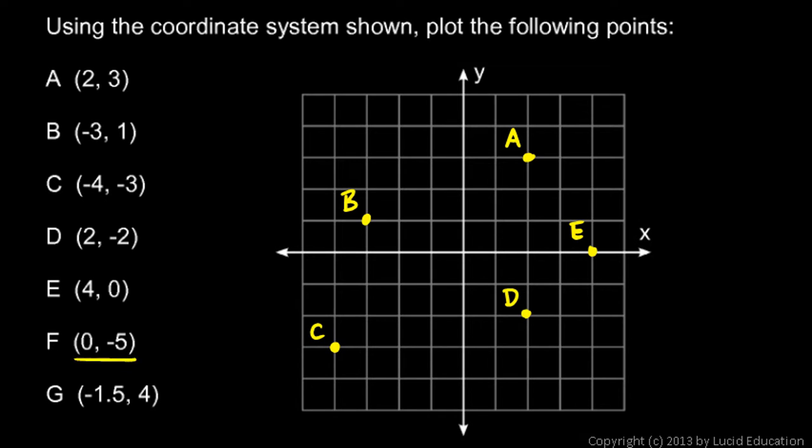Point F is (0, -5). That means there's no movement in the x direction, and we go in the negative y direction 5 units. So this is point F. And then point G. G is (-1.5, 4). So the x value is negative, so we're going to the left, and it's a non-integer value, and that's okay. We go 1.5 units to the left, and then up 4. So we're going to end up right there. It doesn't end up at exactly an intersection of grid lines, and that's okay. Point G is up there.